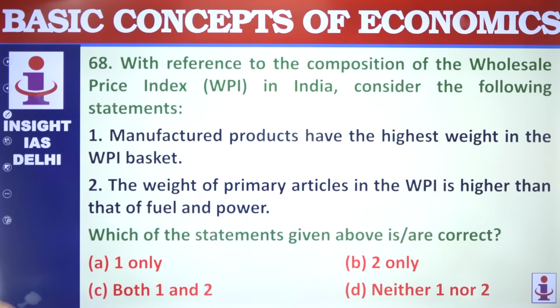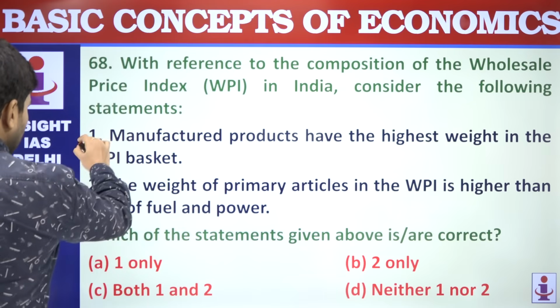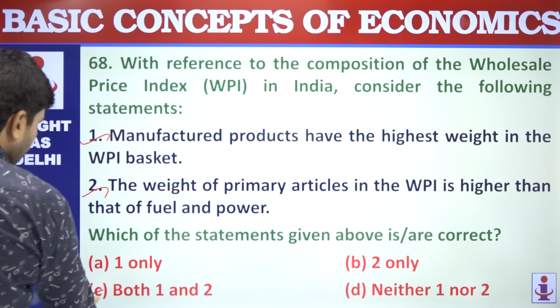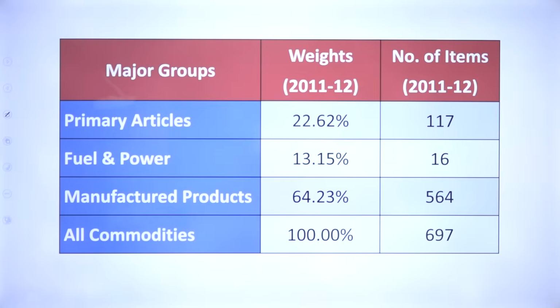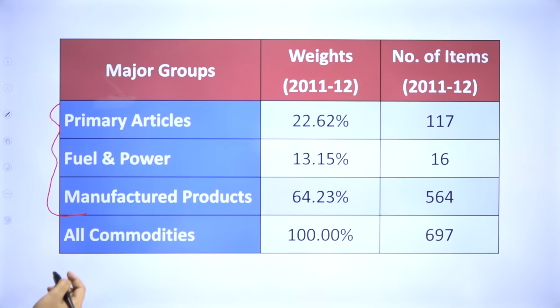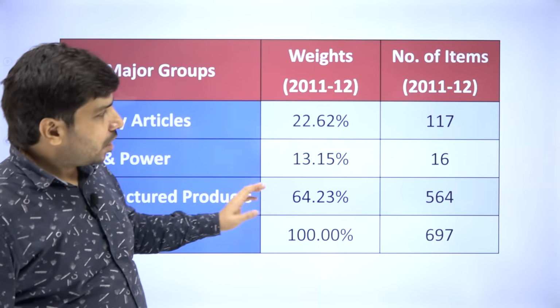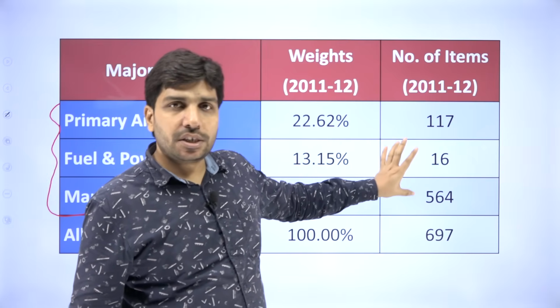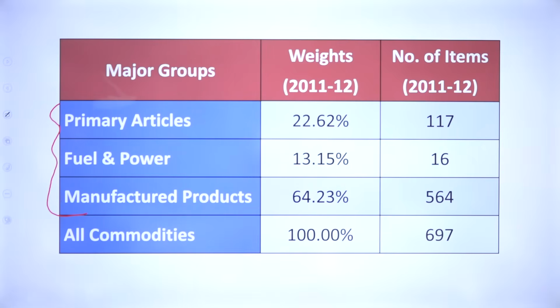Manufactured products have highest weight in the WPI basket, and weight of primary articles in the WPI is higher than that of fuel and power. Both these statements are correct. Let's go through the basket. The basket of wholesale price index comprises basically 3 groups: primary articles, fuel and power, manufactured products. This is the percentage, and this is the number of items included in each group. This table could also be very much important.